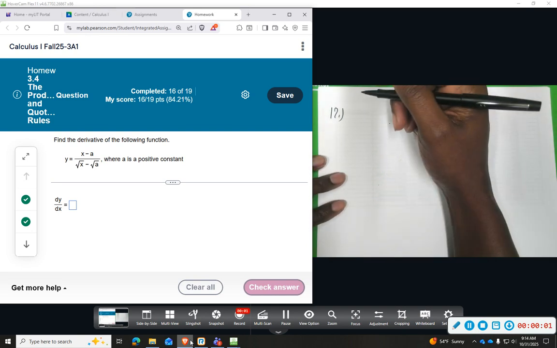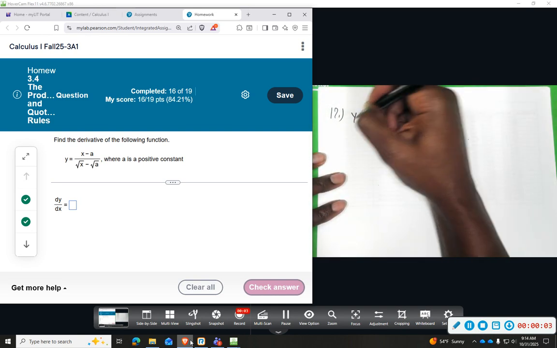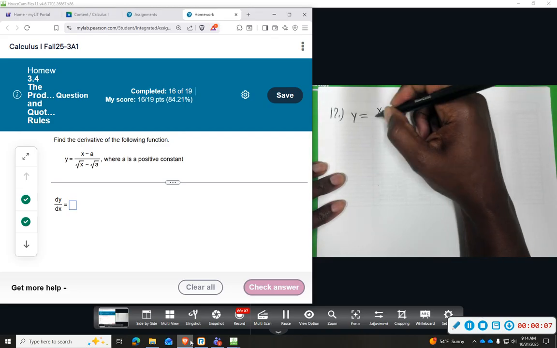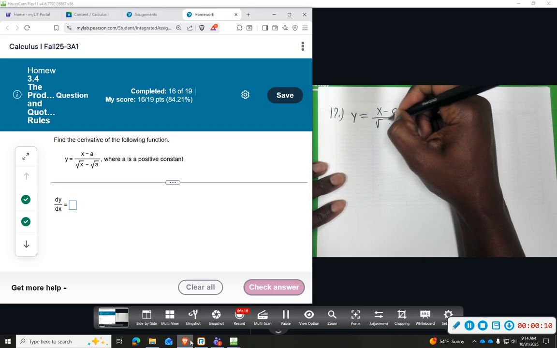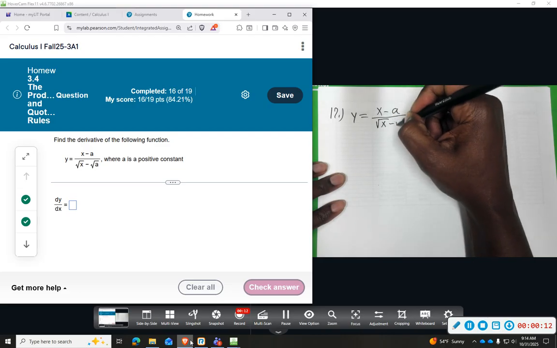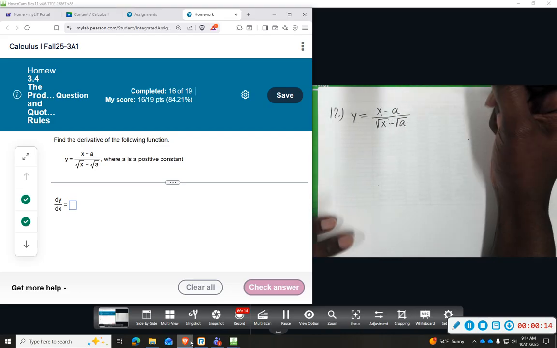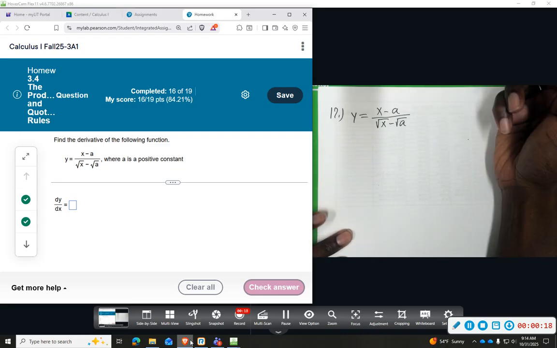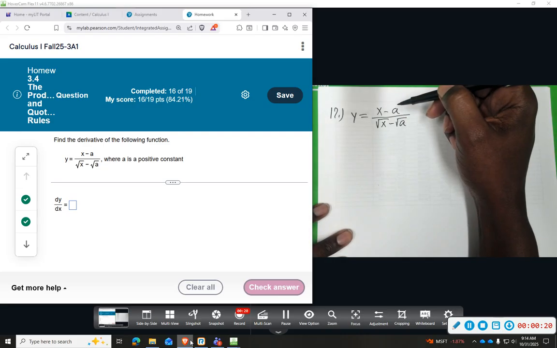All right, number 17, we want to find the derivative of the function x minus a divided by the square root of x minus the square root of a. And we're told that a is a constant, so we're going to treat that just like a number. We're going to have to use the quotient rule.